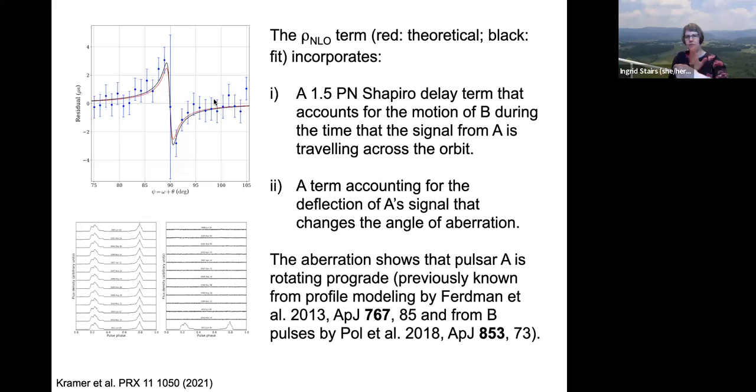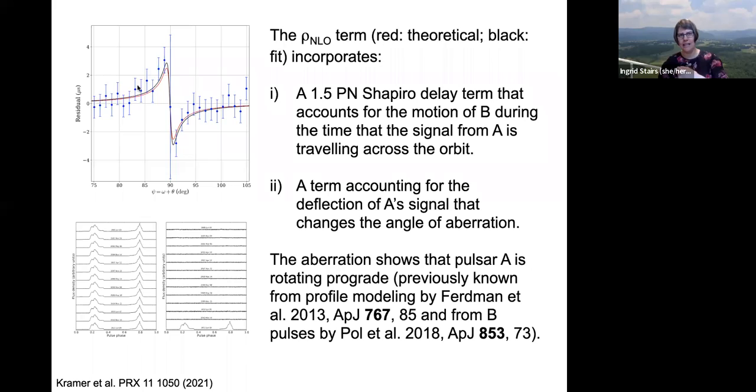So A is rotating here and sending off its signals toward us. And so the question is, how much is the signal going to get deflected by pulsar B, and is that going to slow it down or speed it up? If A is coming around this way, spinning this way, you'd expect it to be slowed down on this side, but to sort of whip around faster over on this side. And that's actually what we see.